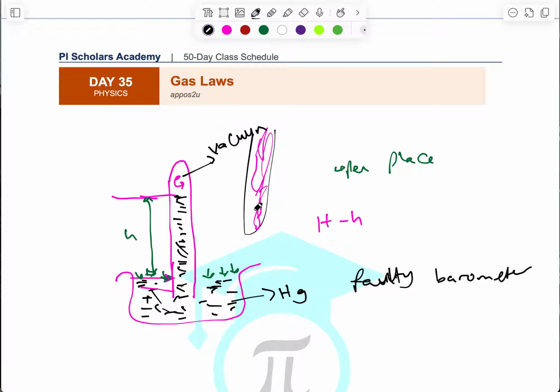But once gas is trapped in that place, you can determine the pressure of the gas by using the fact that this level is the atmospheric level and the gas is above it. So therefore, total pressure is going to be capital H minus h. And that is how the barometer is like.